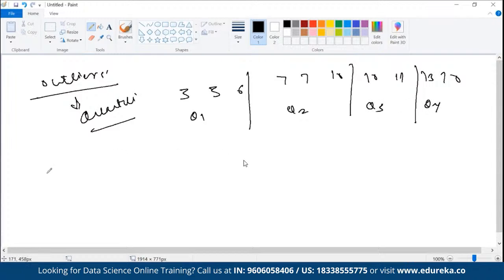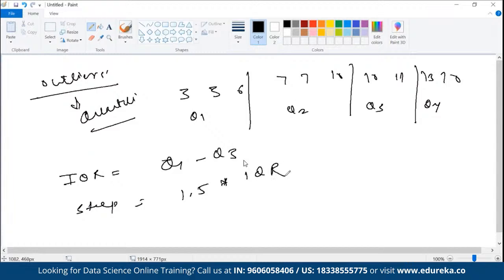I'm just giving you the example, guys. You don't need to go into the detail. Then what do we have? We do have an interquartile range, which is nothing but Q3 minus Q1, and then we have a step. The formula for that is 1.5 times the interquartile range. Then we apply n number of formulas to finally know what the outlier is.